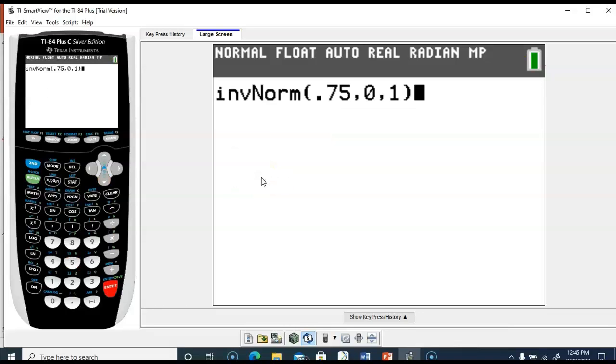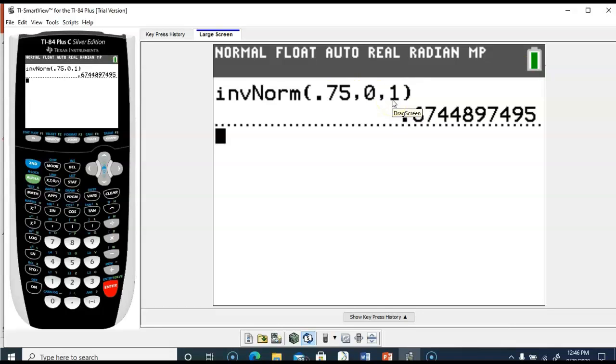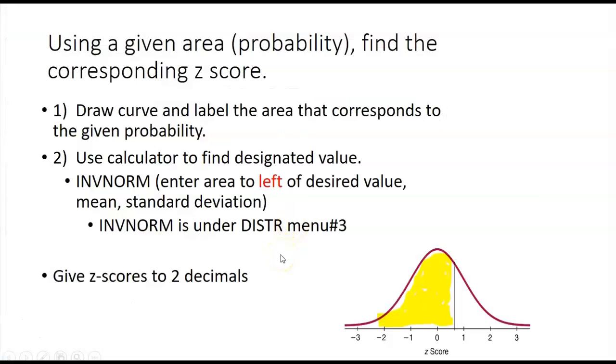and press enter. It's going to write it like this. So if you have one that doesn't give you prompts, that's what you're going to do. You're going to enter the area to the left and then the mean and the standard deviation and press enter. Some of you have the choice of choosing right, left, or center, and if you understand how to use that, then that's fine to do that. Okay, so last thing, your z-scores are always going to be given to 2 decimal places. There's 2 exceptions to that we will encounter. I'll tell you when we get to those, but otherwise round it to 2 decimal places.